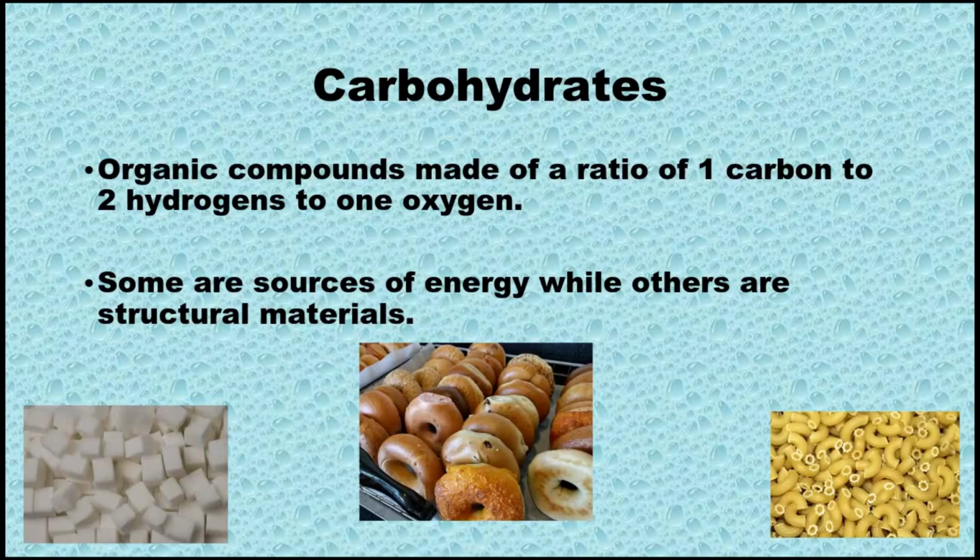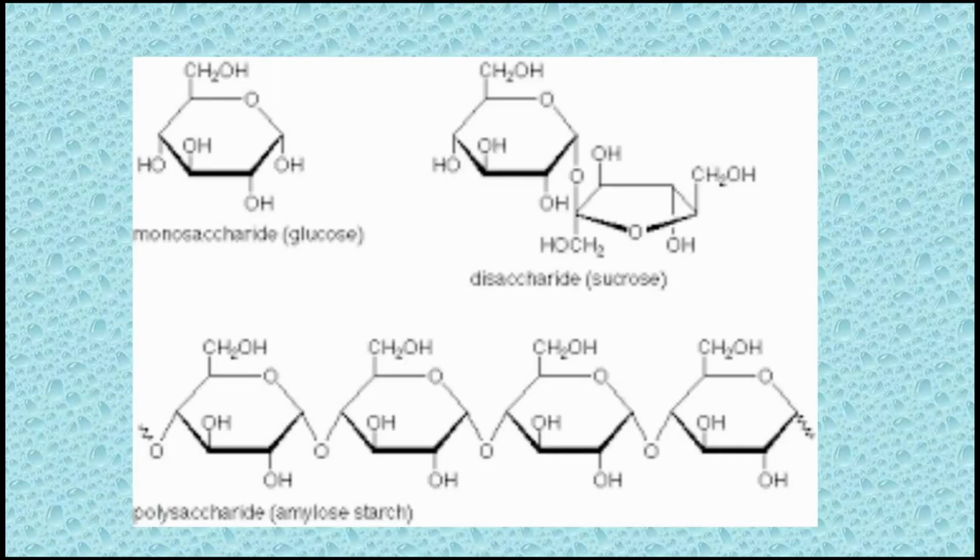terms of food. So if we look at sugars and breads and pastas, those are typical carbohydrates. But on a molecular level, a carbohydrate is going to be a compound that is made up of one carbon, two hydrogens, and one oxygen in some combination. These are a main source of energy for most organisms.